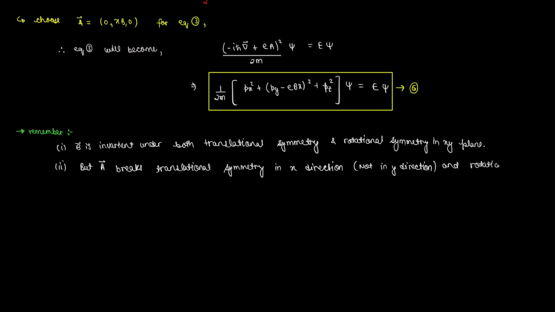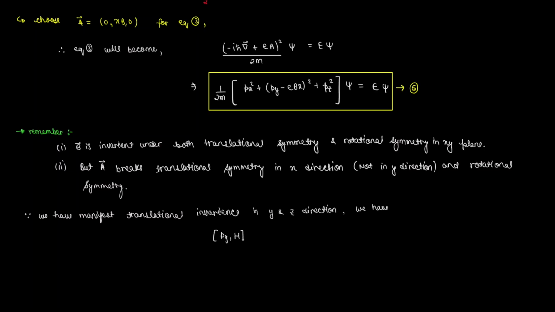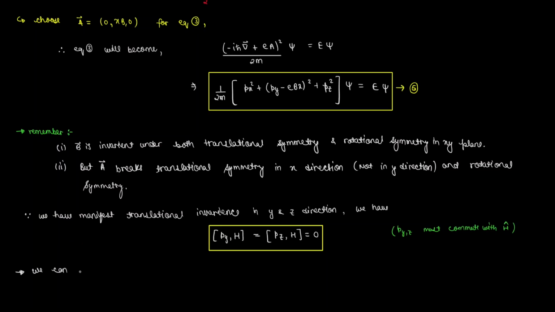Also it breaks the rotational symmetry. Now since we have manifested the translational invariance in the y and z directions, the commutator of momentum in y and z direction with the Hamiltonian must be equal to 0, meaning that momentum in y and z direction must commute with the Hamiltonian, so that Py, Pz and Hamiltonian can be simultaneously measured. So therefore we can look for energy eigenstates which are also eigenstates of Py and Pz.